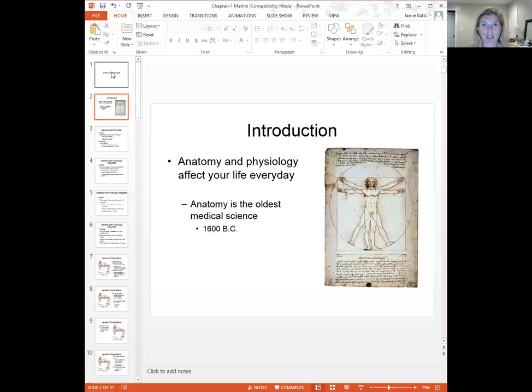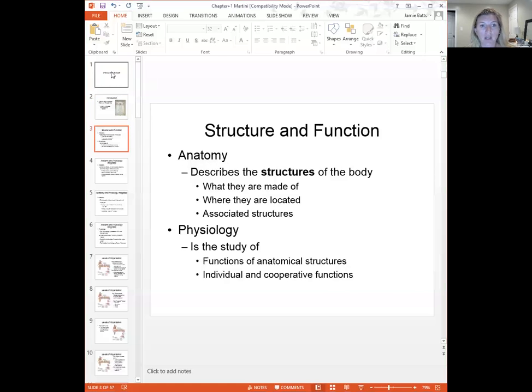A&P is actually the oldest science. It's been studied pretty much ever since people have been around. They've been looking at the human body and trying to figure out how it works. There are two different parts to this course, and you'll understand that very quickly.